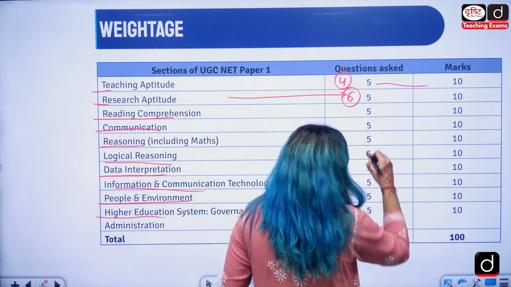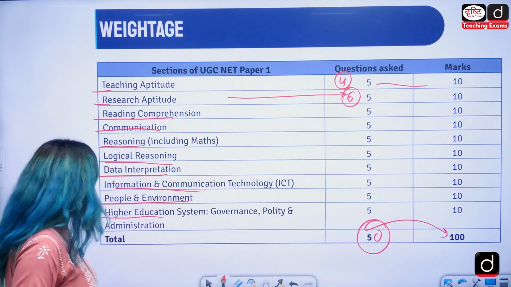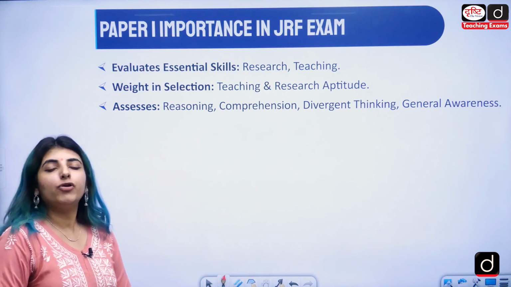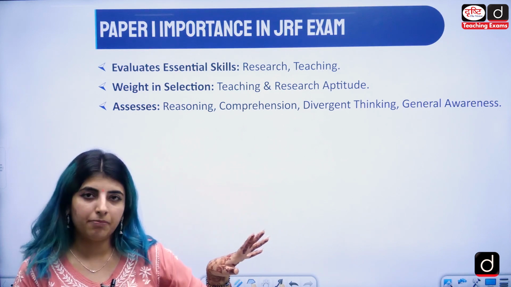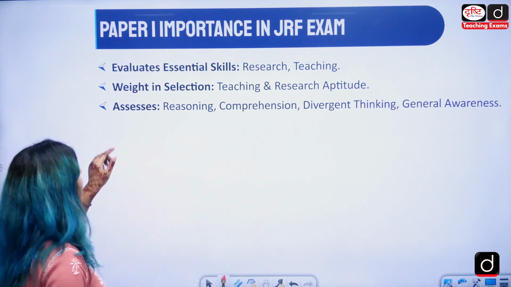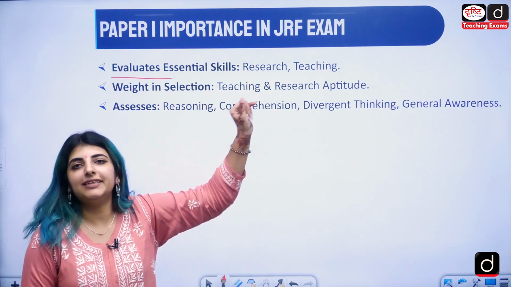So here we have 50 questions which are asked, and 100 marks for the same. Basically, if you go through the UGC NET notification for paper 1, it says that paper 1 intends to evaluate your essential skills, that is, in research and teaching.